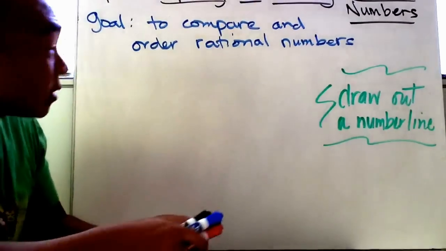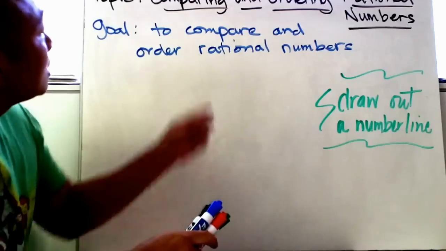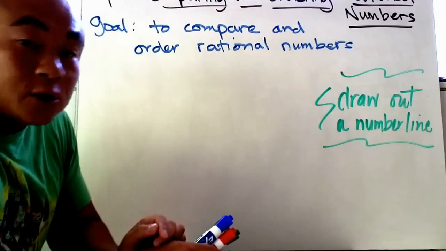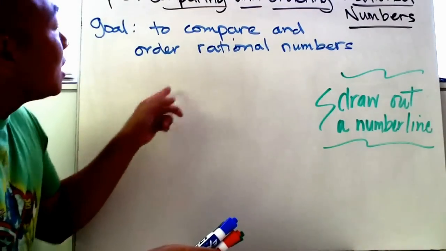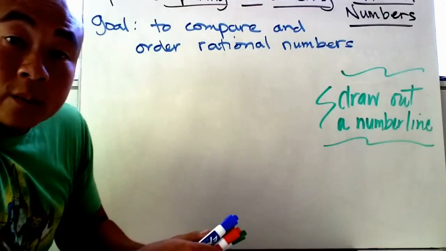Alright, hi, Mr. Ko here again. Today's topic is to compare and order rational numbers. Our main goal for today is we're going to compare and order rational numbers.